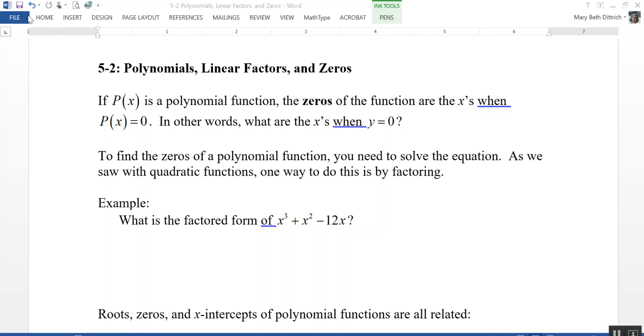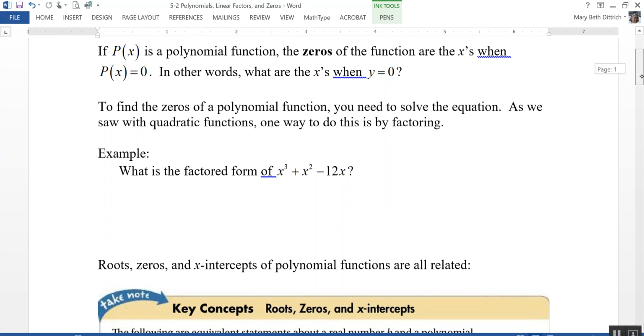Section 5.2 is on polynomials, linear factors, and zeros. If p of x is a polynomial function, the zeros of the function are the x's when p of x is equal to 0. In other words, what are the values of x when y is equal to 0? To find the zeros of a polynomial function, you need to solve the equation. As we saw with quadratic functions, one way to do this is by factoring.